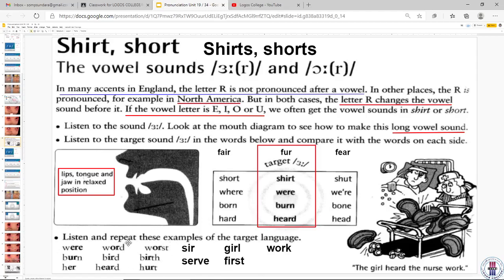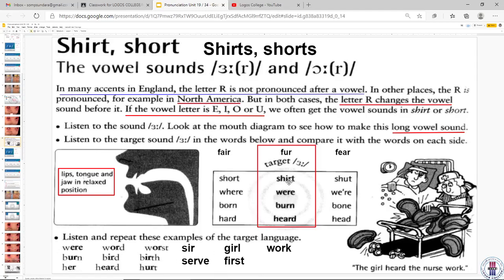Look at all these words right here. They all have the sound, right? Were, word, worst, sir, girl, work. Burn, bird, birth. Serve, first. Her, heard, hurt.